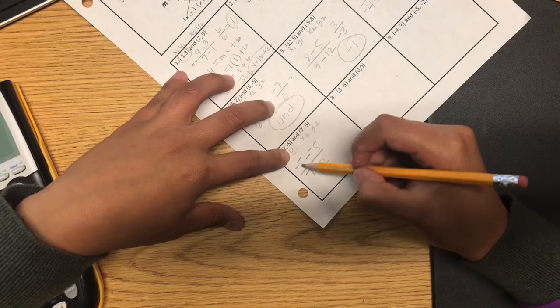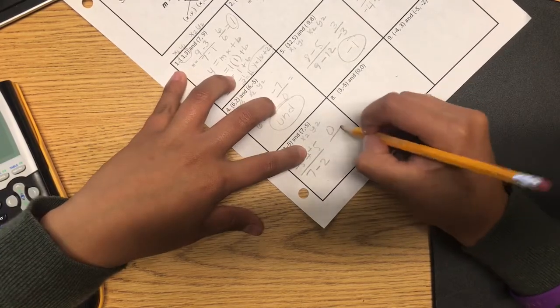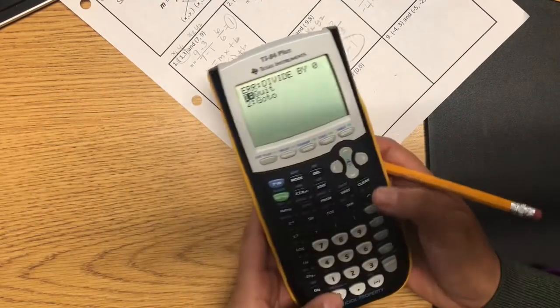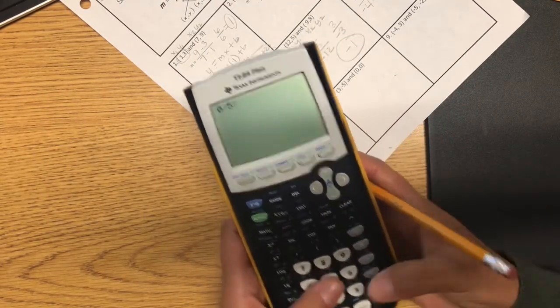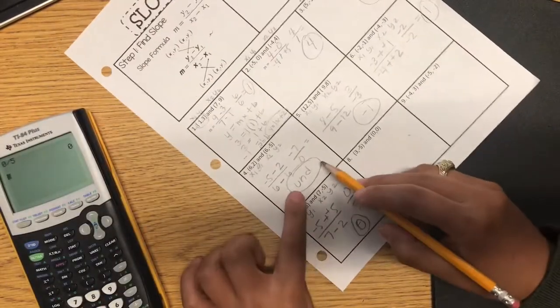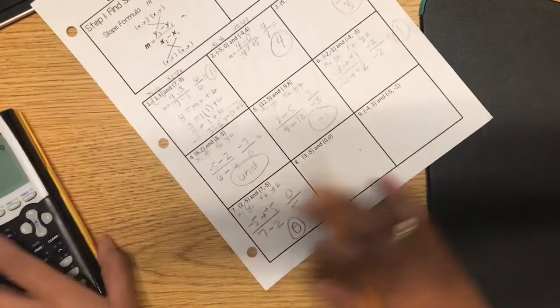If I look at it, negative 5 minus negative 5 turns into addition. So negative 5 plus 5 is 0. And 7 minus 2 is 5. Now this time, 0 divided by 5 is actually 0. So my slope for this one is 0. Versus the other one, when I tried to divide by 0, that's not possible. So those are your two special cases.